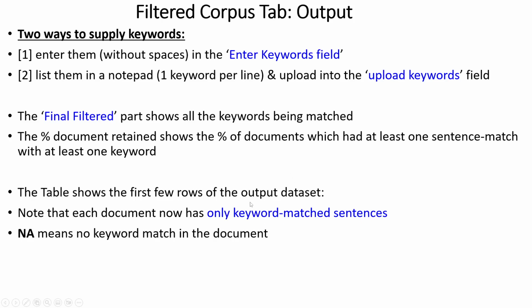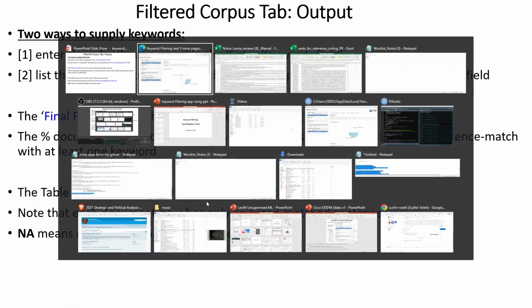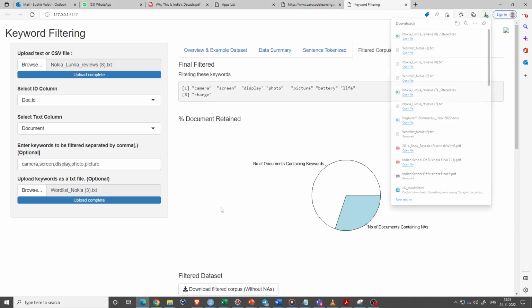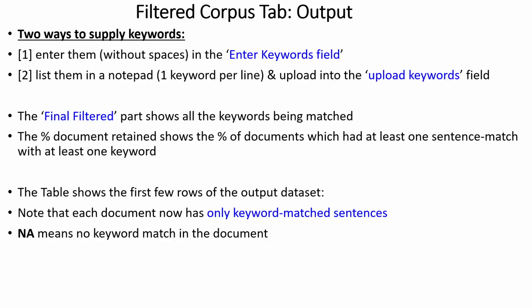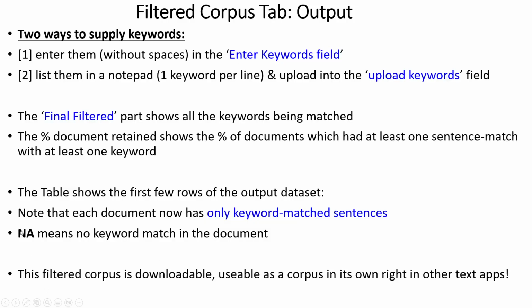We saw that table, which shows only keyword match sentences. We saw that NA would mean that no sentence in a particular document had any keyword match, and so on. We also saw that the filtered corpus is downloadable and usable as a corpus in its own right.